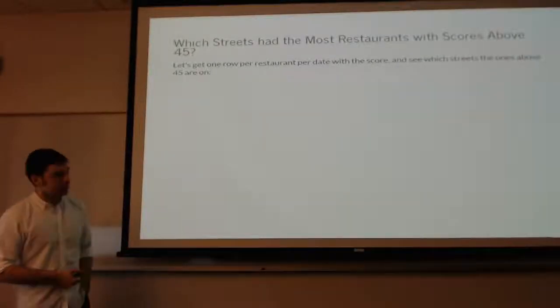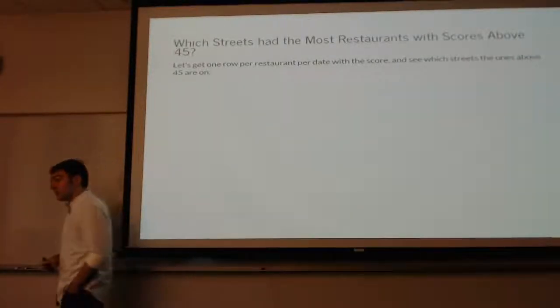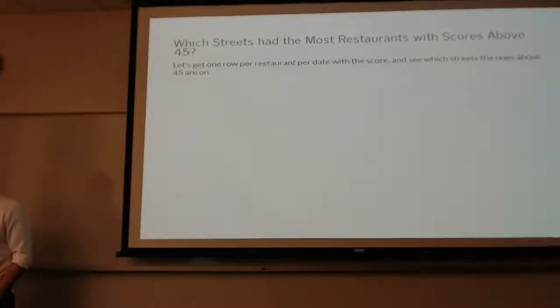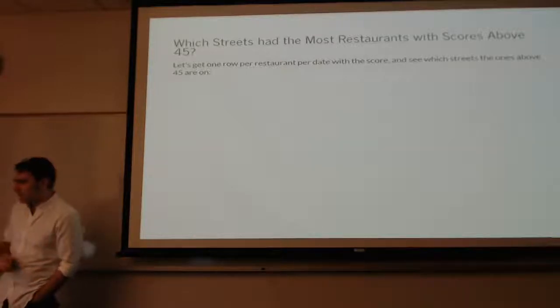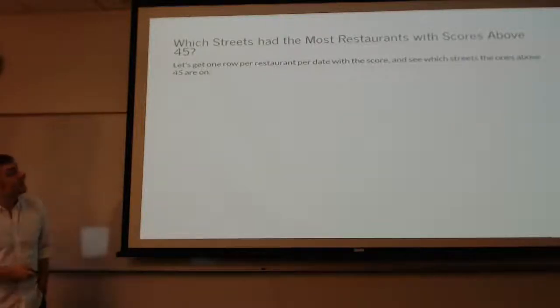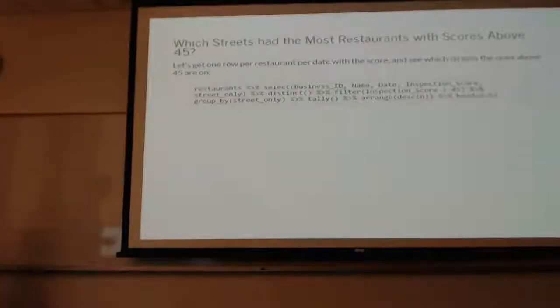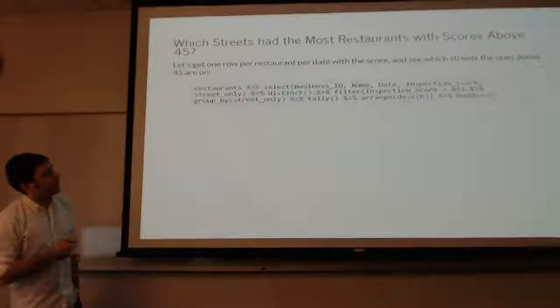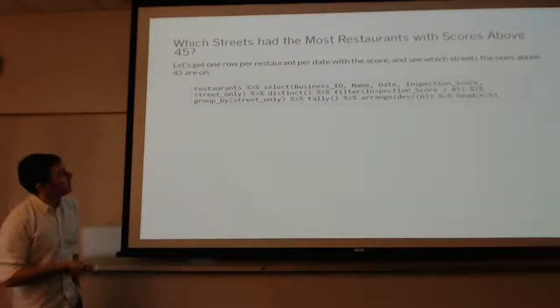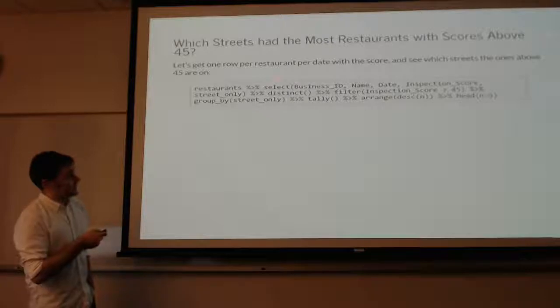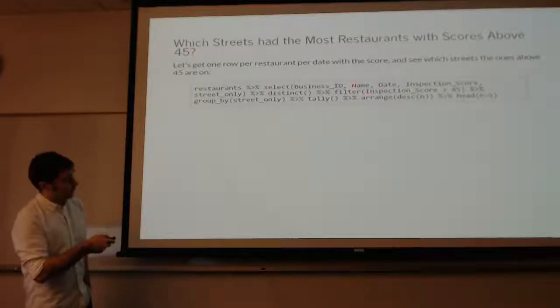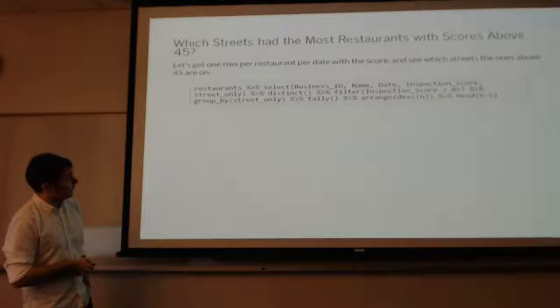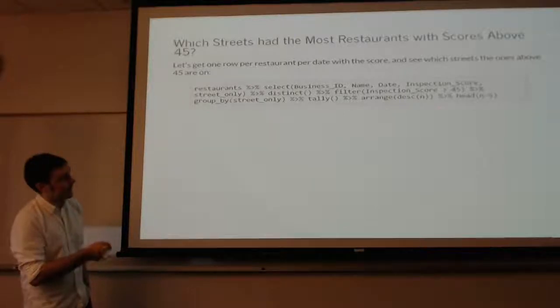Cool. So now we might want to know something like which streets had the most restaurants with scores above 45. That is, what streets are most likely to poison me? So what we want is a data set with one row per restaurant, per date, with the score, and see which streets the places above 45 are on. I've put some dense code right here. This is just selecting the variables I want, getting distinct cases, filtering down to those with inspection scores over 45, grouping them by the street, and tallying them.